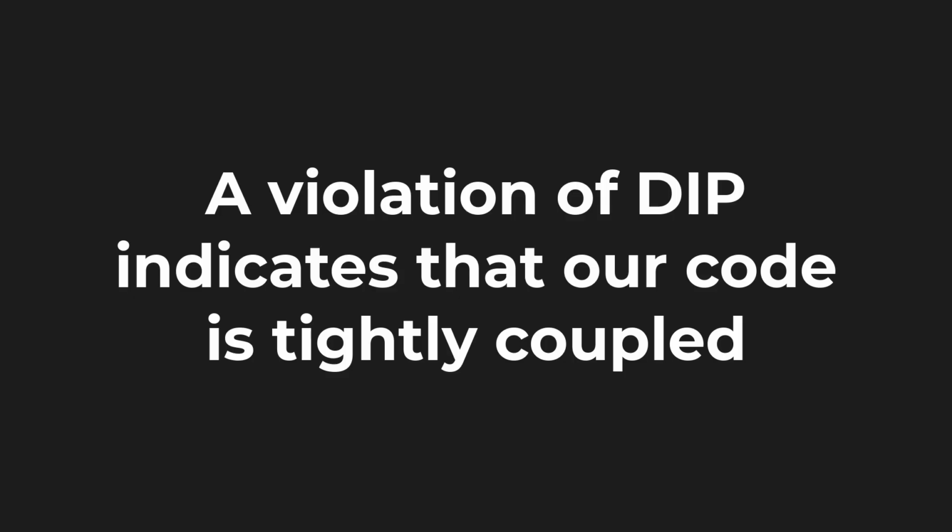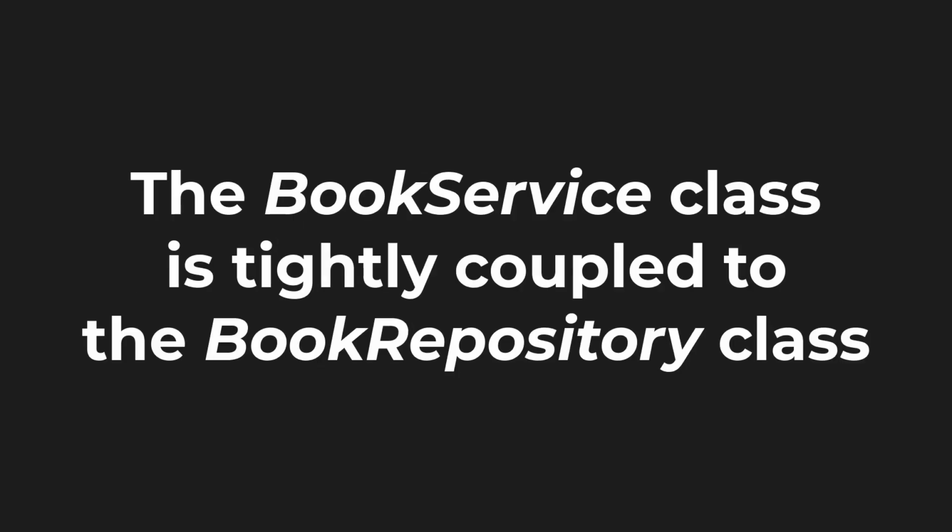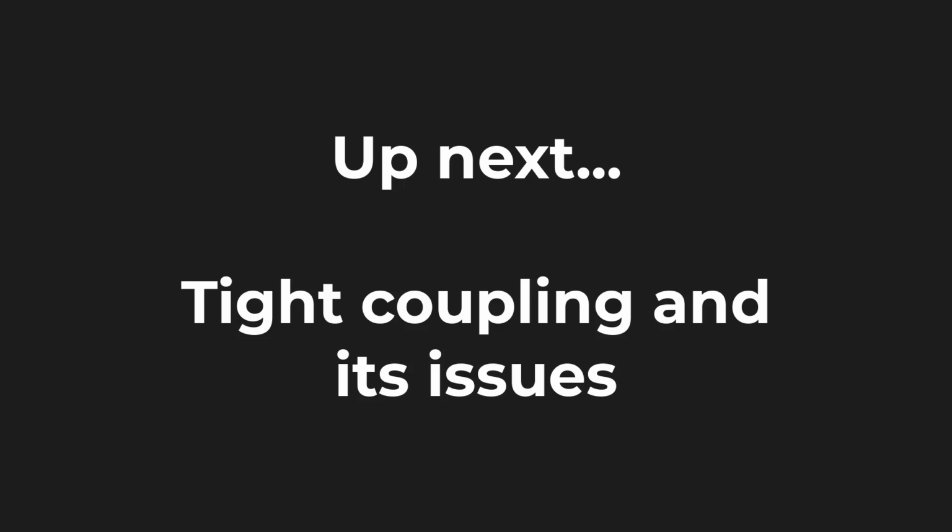Now a violation of the dependency inversion principle indicates that our code is tightly coupled. That is, the book service class is tightly coupled to the book repository class. In the next video, we'll take a look at tight coupling and its issues.